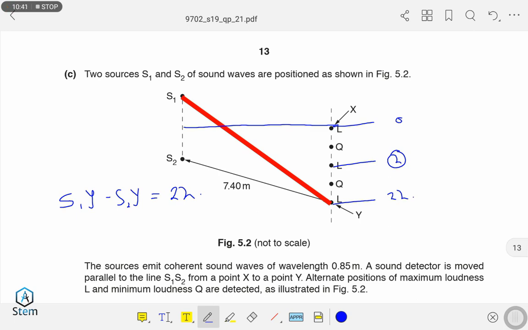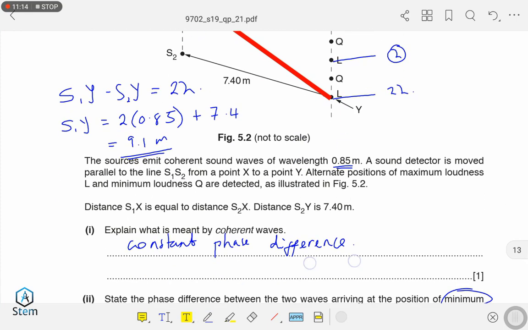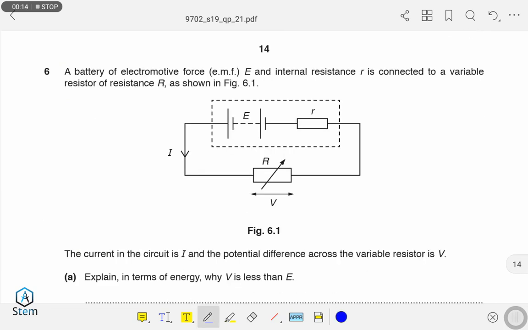Okay, the wavelength is 0.85, so S1y is equal to 2 multiplied by 0.85 plus 7.4. S2y is 7.4 meters. The answer that we get would be 9.1 meters. So S1y is equal to 9.1 meters.